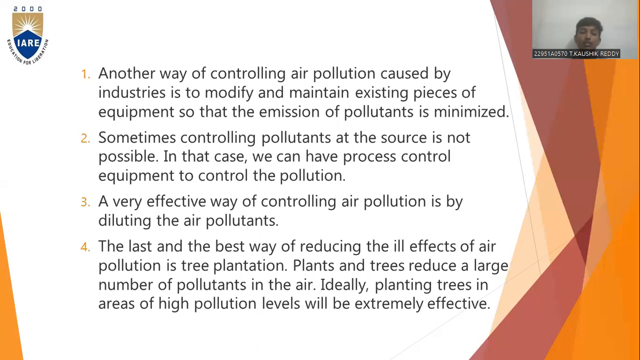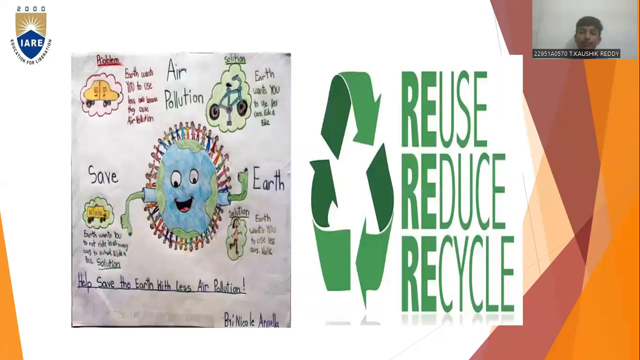The last and the best way of reducing the ill effects of air pollution is tree plantation, the opposite of deforestation. Plants and trees remove a large number of pollutants from the air. Ideally, planting trees in highly polluted areas will be extremely effective in reducing pollution levels. So these are the major problems and solutions, and how to save India, etc. So reuse, reduce, and recycle are the main points you can say.